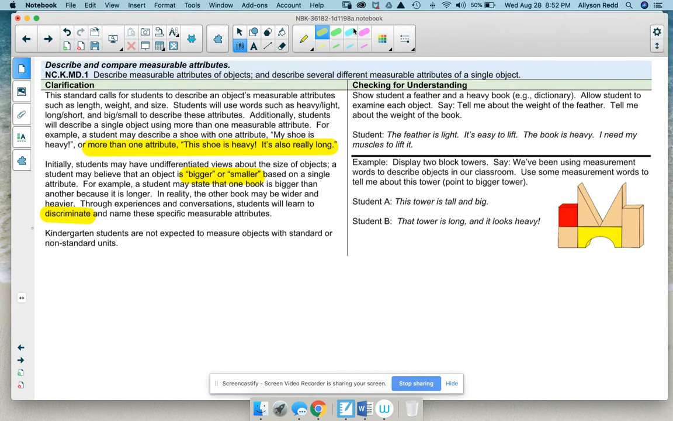This part, pretty key. I don't want anybody to stress out. We're not talking about measuring objects with standard or non-standard units, just using this very informal vocabulary. The feather is light, it's easy to lift, all of that stuff. You can tell I'm getting really crazy with the highlighter here.